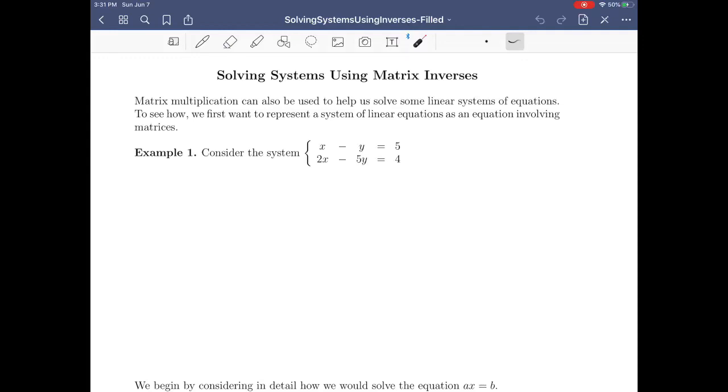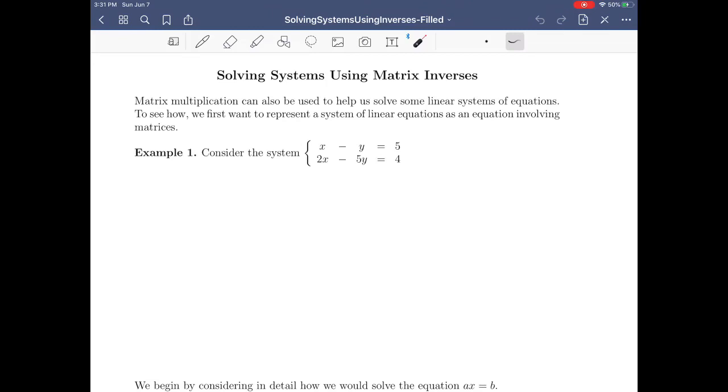In this video, we're going to learn another technique for solving systems of linear equations. This time we're going to be using matrix inverses. So we're going to be solving a matrix equation using inverses. Before we get to that, we want to see how matrix multiplication can be used to turn our system of equations into a matrix equation, so an equation involving matrices.